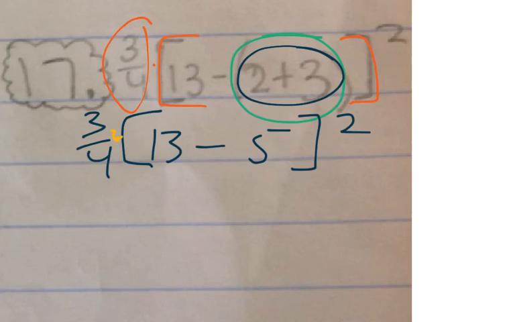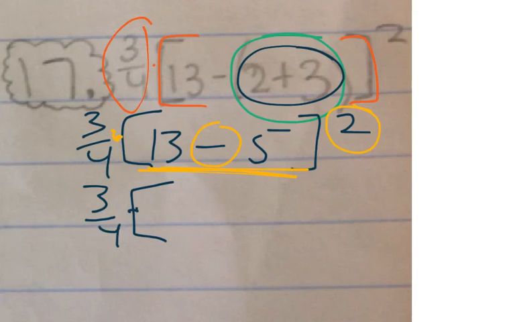So, let's see what we have next. Notice I still have the 3/4 times. I still have my parentheses bracket here. It was a minus. And I also have a square on it. But, what does PEMDAS say? We always do parentheses first, right? So notice I'm still going to keep my 3/4 times, or bracket. I'm going to do my 13 minus 5, which is 8. 13 minus 5 is 8.